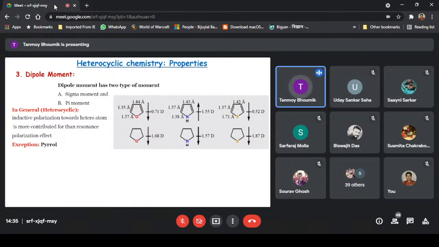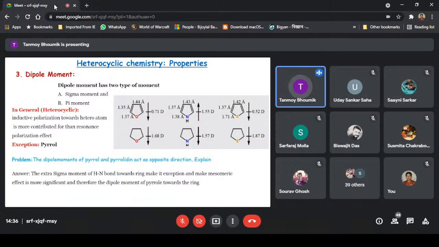Here the exception is pyrrole. Why? Pyrrole has the nitrogen bond, where the sigma bond and pi bond are acting in the opposite direction, whereas for the other compounds, furan and the others, both the sigma moment and pi moment occur on the same side, so they reinforce each other, except this pyrrole compound, where the sigma moment and this pi moment work oppositely, and as a result one reduces the other, and the dipole moment will be less, and that's the problem.